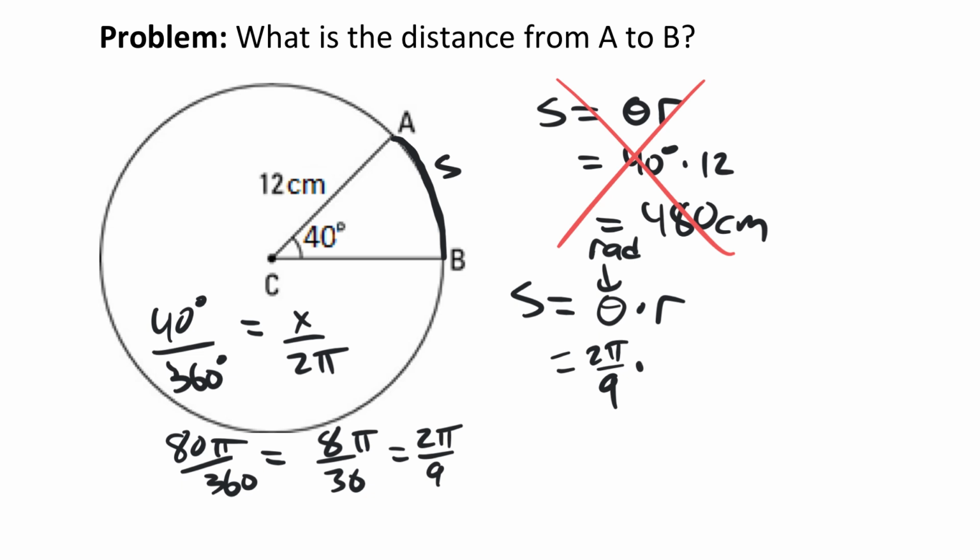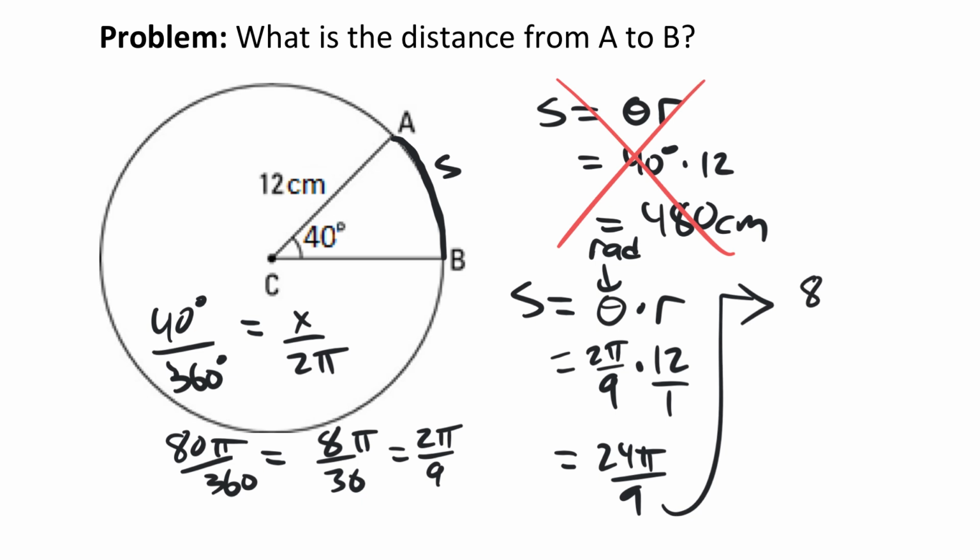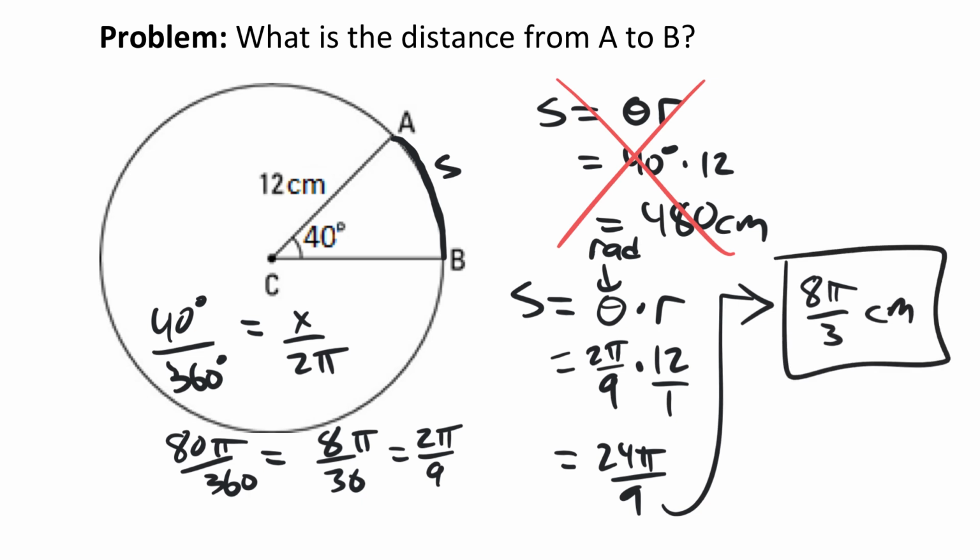R will still be 12. So we multiply that and we get 24 pi over 9. Then we can simplify that because they're both divisible by 3. So we'll get 8 pi over 3 centimeters. Now if we convert that into a decimal, that's going to give us 8.378. Just again for your rounding skills, right? This will be 7, 5, 8, and so on.